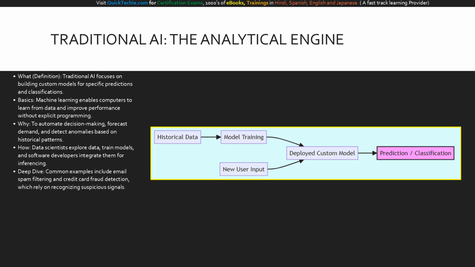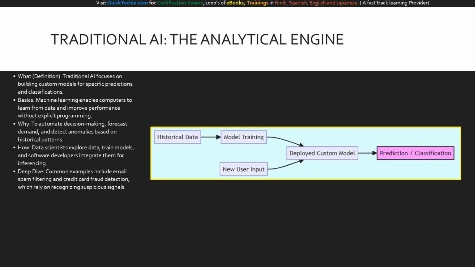Historically, this branch of AI has focused on building custom models designed to make specific predictions or classify information. The basics lie in machine learning, where algorithms learn from existing data to improve their performance over time without needing explicit programming. Why do organizations use it? Primarily for numerical prediction, classification, and clustering, such as forecasting sales demand or detecting anomalies in financial transactions. How is it implemented? It requires a collaborative lifecycle where data scientists prepare clean data and train the model, while developers integrate it into business systems for real-time inferencing.